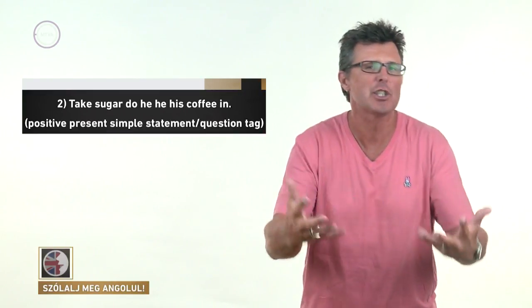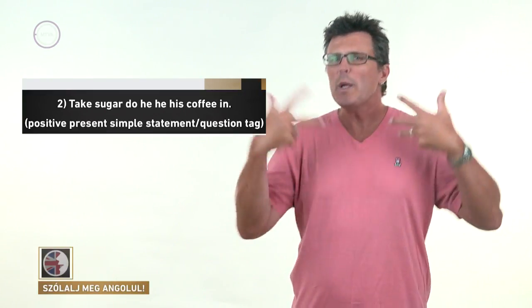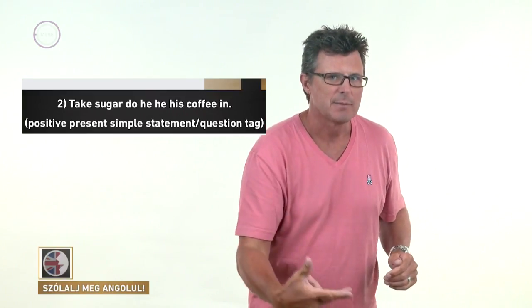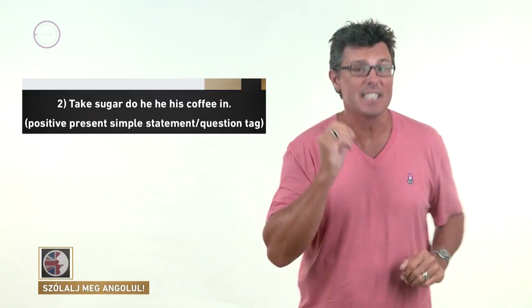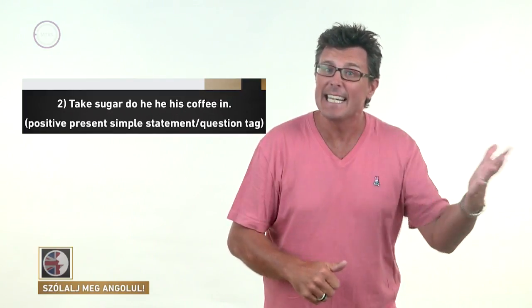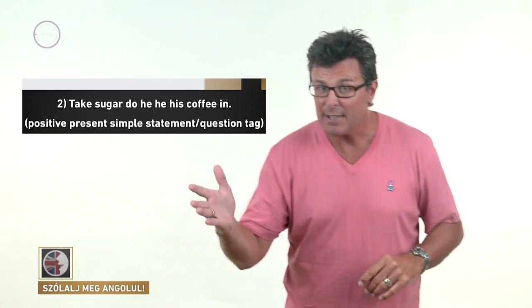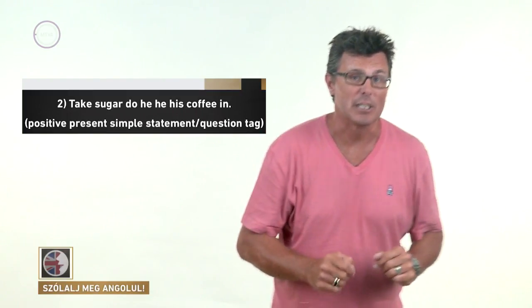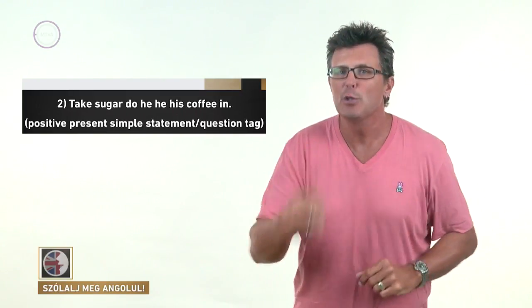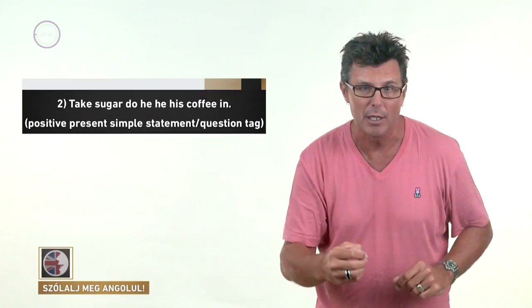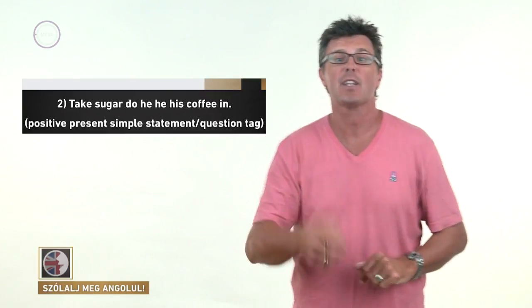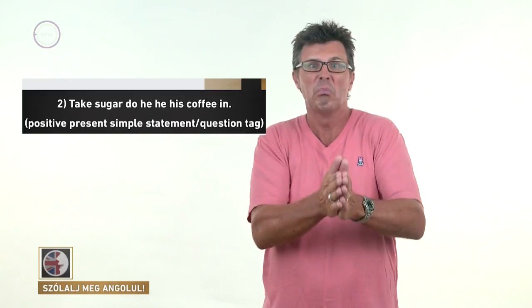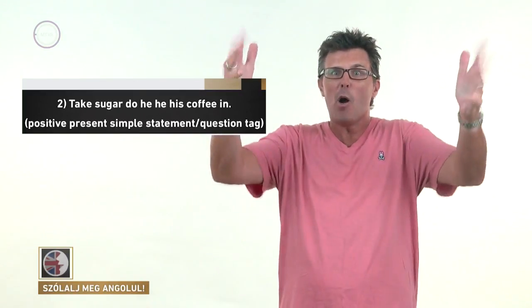What about the question tag? Well, what do we all remember about question tags? Yes, if the sentence is positive, the question tag is negative. If the sentence is negative, then the question tag is positive. So, this sentence is positive, which means that we have to use the negative form of the auxiliary verb, the verb to do, to create the question tag. So, doesn't he? Bingo!